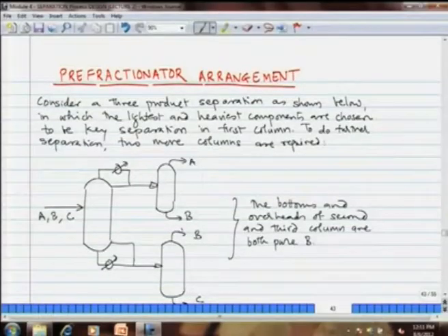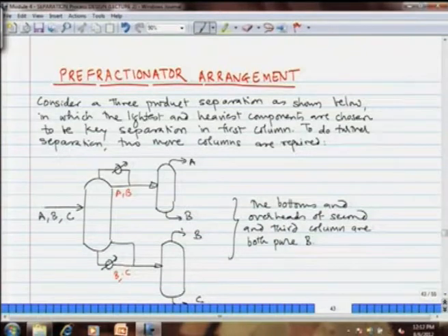Then let us consider another arrangement called pre-fractionator. Okay. Consider 3 product separation as shown below, in which the light and heaviest components are chosen to be the key separation in the first column. Okay. So, the first column splits the ABC mixture not very sharply, but A and some B, and C and some B, like this.